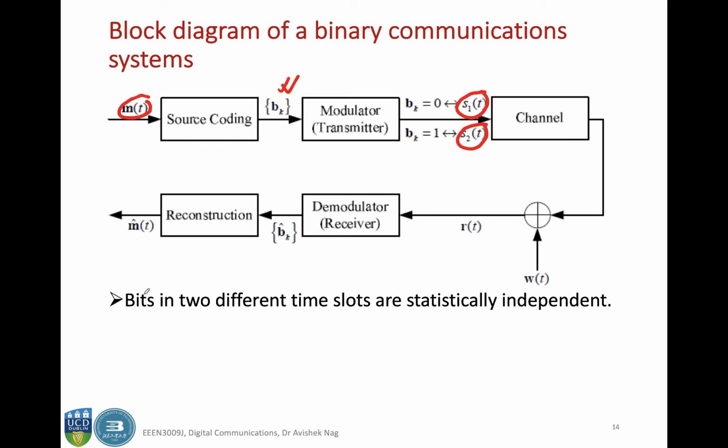Before that, the bits in two different time slots are statistically independent. So this is again important. If you are emitting a zero in one time slot, then in the next time slot, whether it will be zero or one, that doesn't depend on what you get in the current time slot. So this is meant by the bits in two different time slots being statistically independent, and they have some a priori probabilities. So probability of being zero is p1, let's say, and probability of being one is p2.